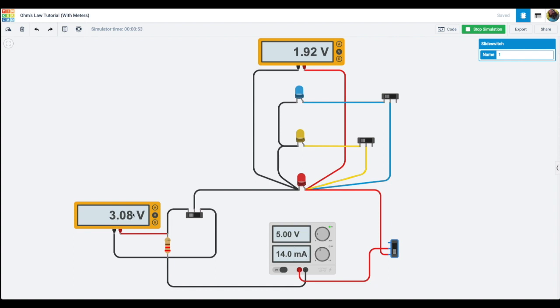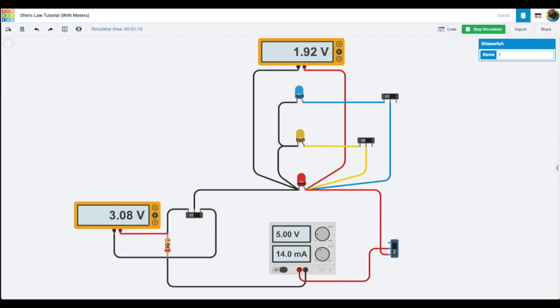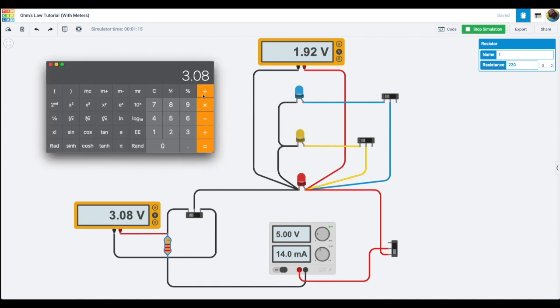So what I can do is take this 3.08 volts that's going across this resistor, and let me pull up my calculator. You take 3.08 and divide it by, remember, voltage divided by resistance equals current, this here, which is 220 ohms. So we divide by 220 ohms, and that equals 0.014, or if we multiply it by 1,000, which is what milli stands for, it's 14 milliamps, just like it shows down here.